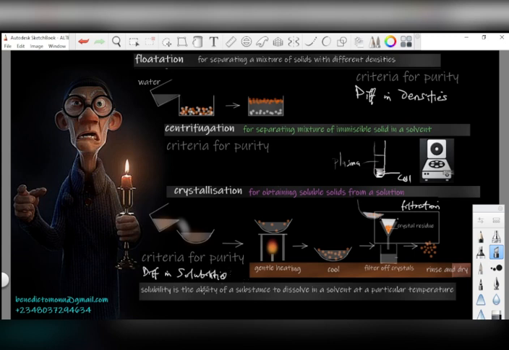Now, when you have more than one type of solid with different solubility, you see that at a particular temperature, a particular one will crystallize out. You filter it, collect the crystal, while the other one is crystallized later and filtered, and its crystals collected too.